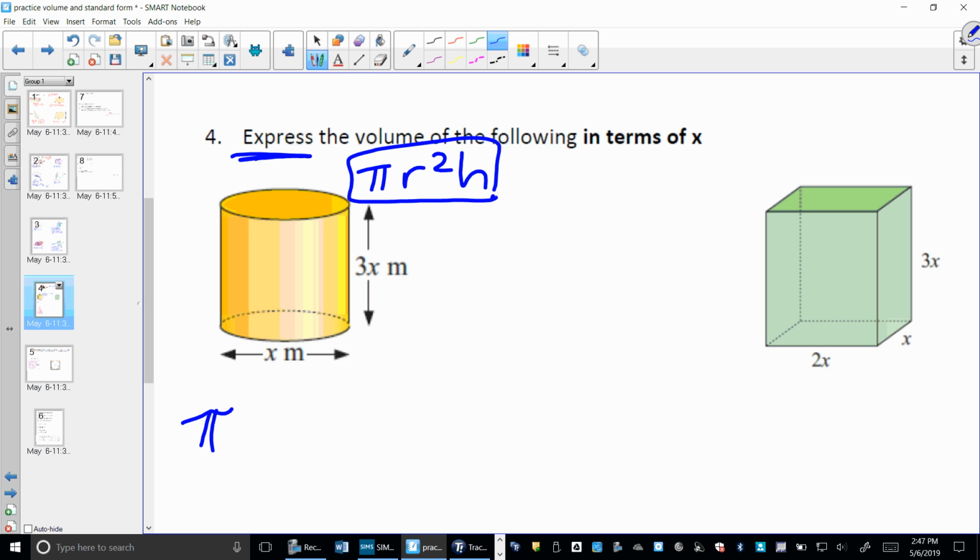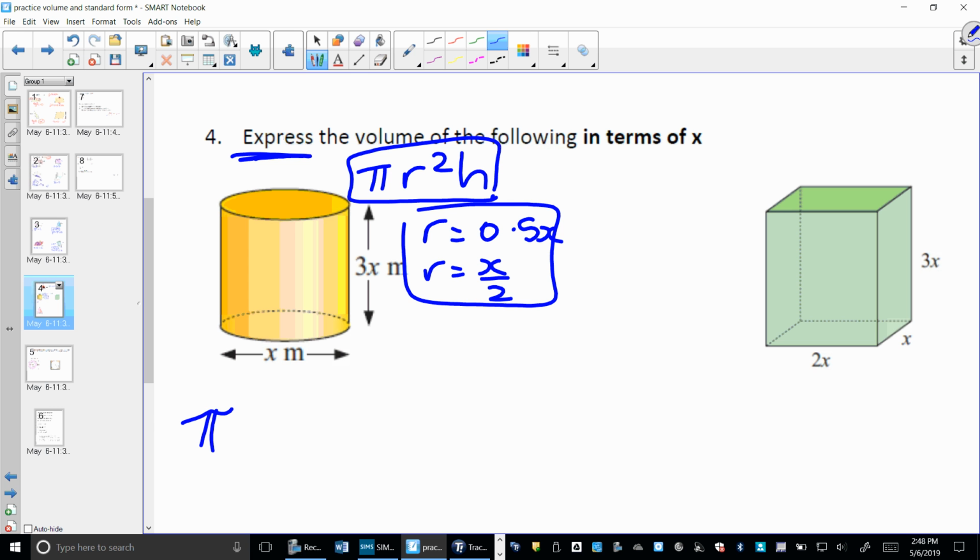0.5x. Good. So the value of r is 0.5x or x over 2. Both of these are the same. x divided by 2 is the same as a half of x. 0.5 is a half. So yes, you must have the x.